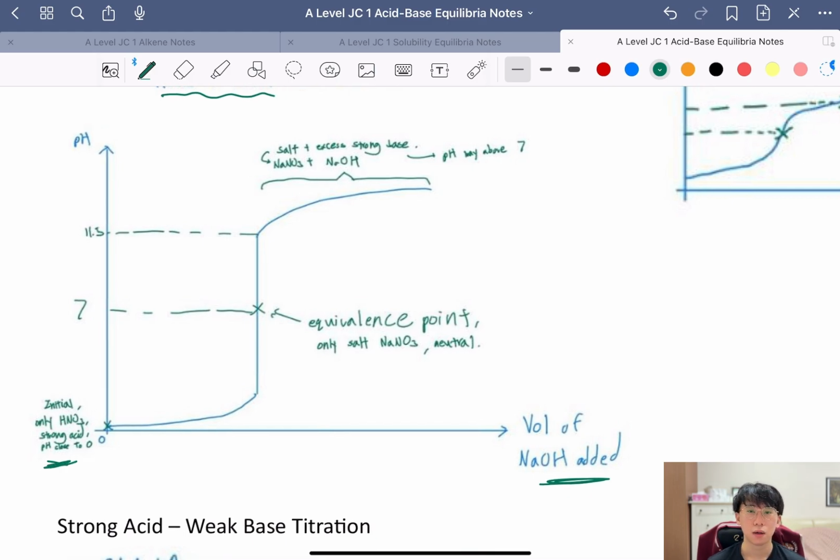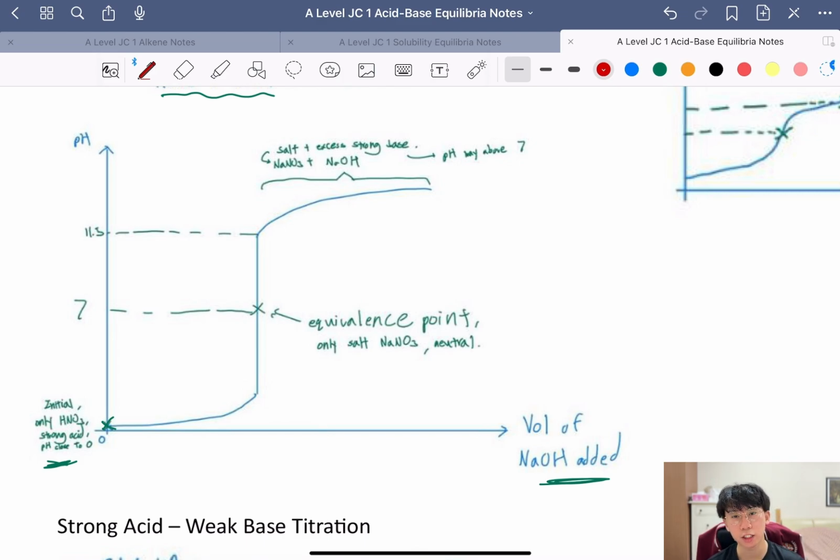For example, because the solution just has HNO3, it's a strong acid, and therefore I can predict that a pH is going to be about 1 or way less than 1. So that's my initial point right here. And then, as you add NaOH, it's going to slowly neutralize your HNO3, but the pH doesn't really increase because remember that HNO3 is a very strong acid, and therefore your pH will still remain relatively around 1 or 2 until you reach equivalence point.